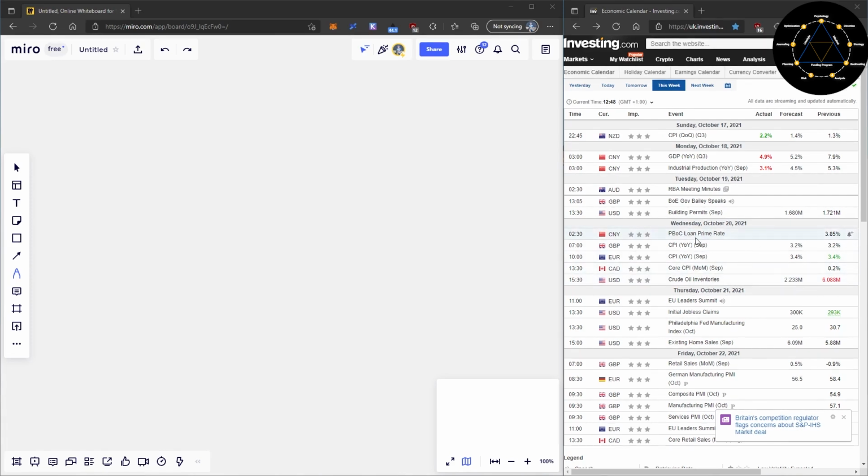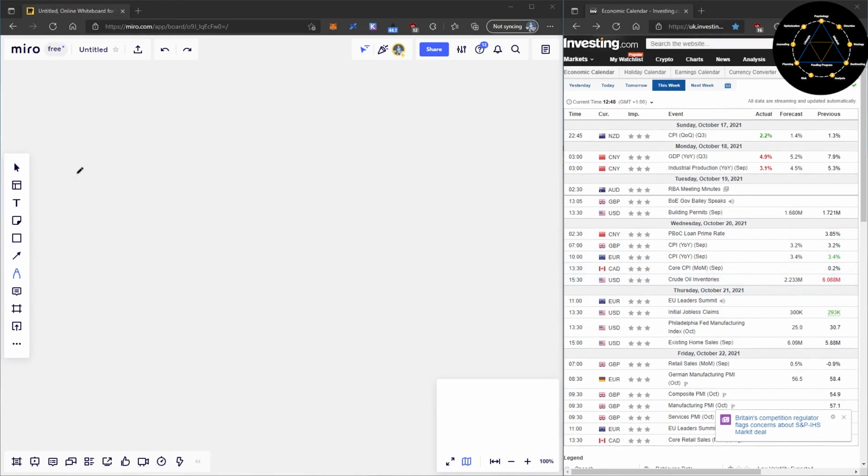So remember in the last part, we went through the actual, the forecast, and the previous. And I mentioned a term called pricing in, or something that has been priced in. So I'll explain that in a bit more detail now, so you can understand how the markets tend to respond to these economic indicators.